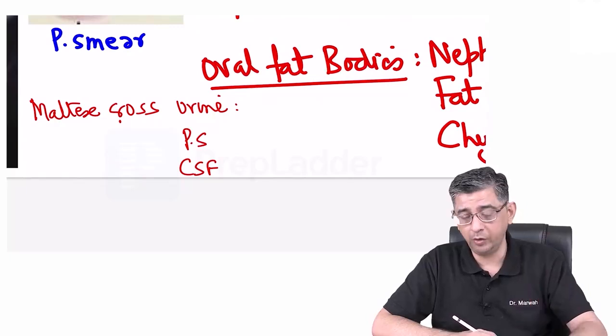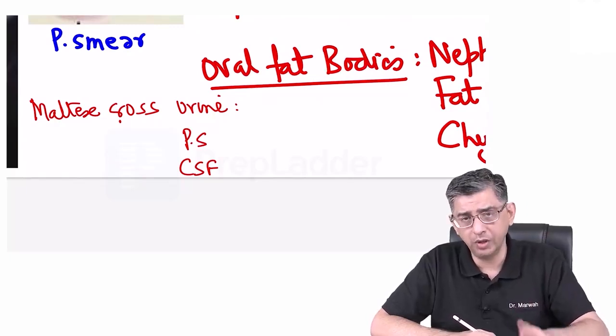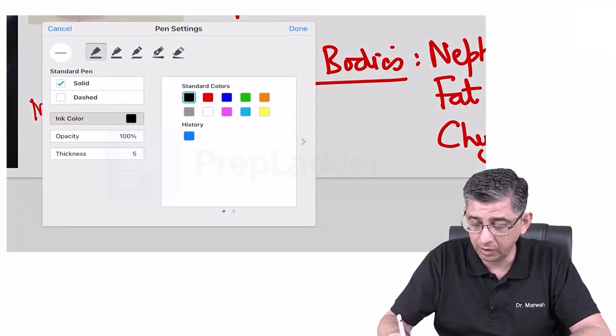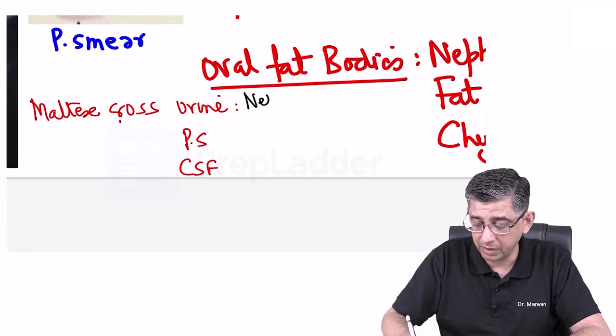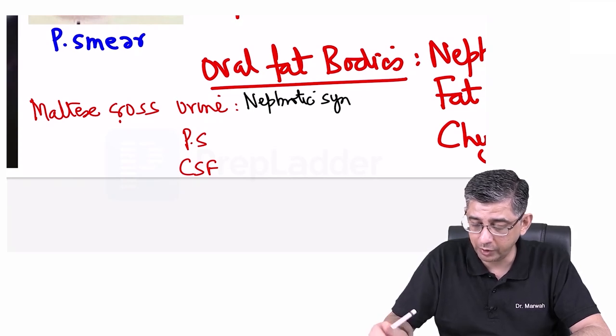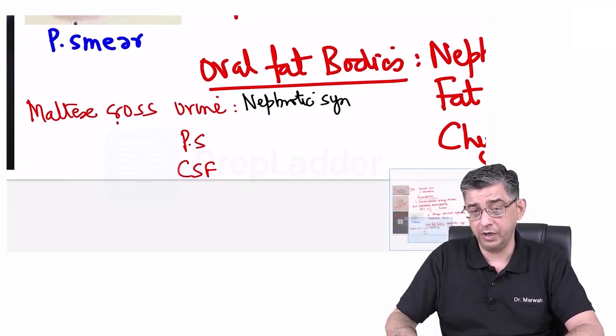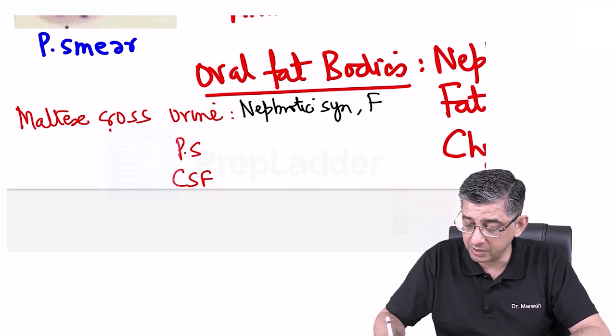The first cause that you need to remember for Maltese cross in the urine, in fact, I'll tell you two of them. The first one to be remembered here for Maltese cross in the urine is nephrotic syndrome. Yes, guys, nephrotic syndrome, you not only read about oval fat bodies, but you also read about Maltese cross appearance in the urine. The second important cause for Maltese cross in the urine would be Fabry's disease.